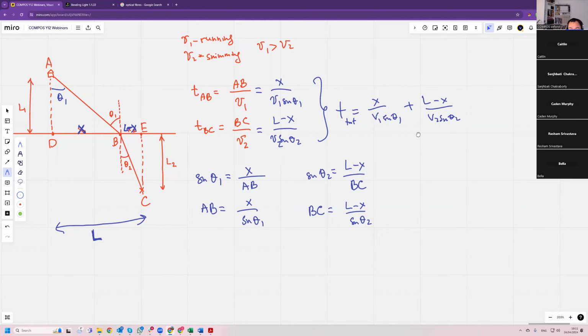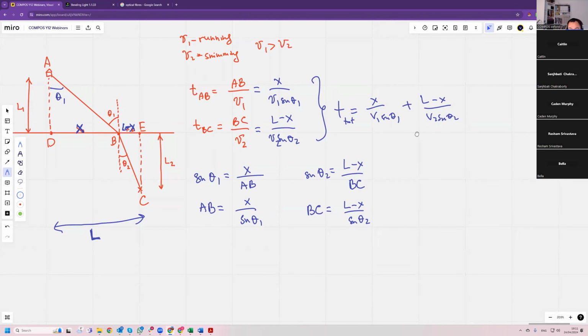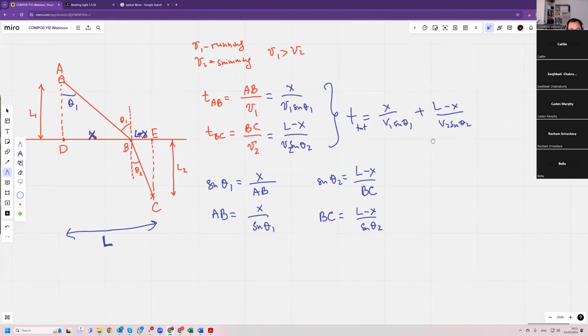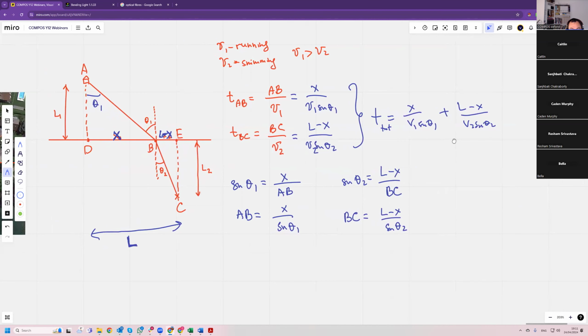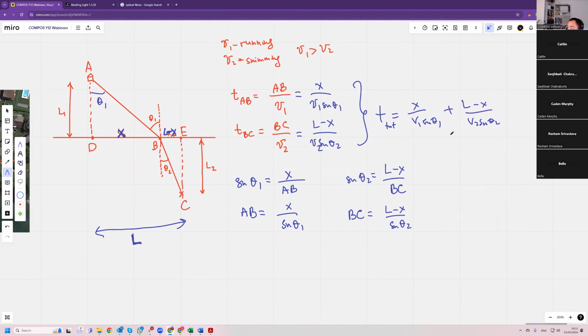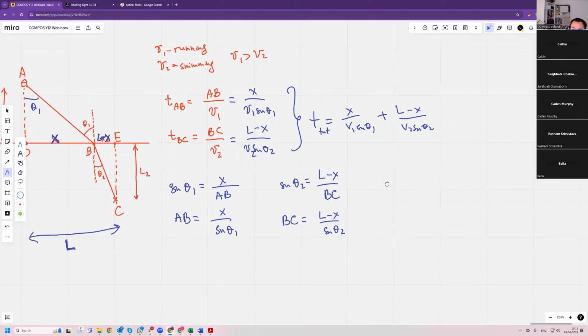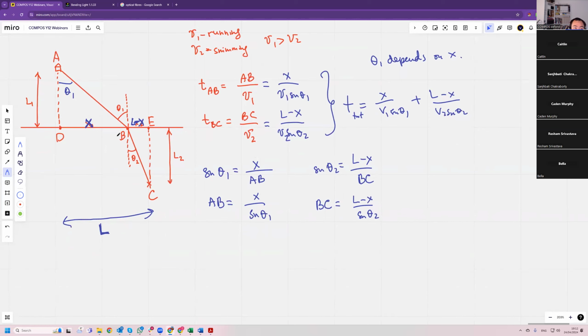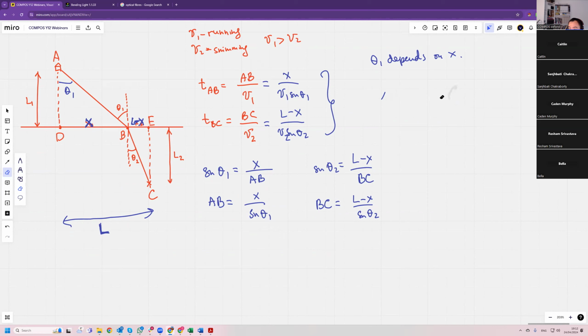Now sine theta 1 is X over AB, but AB is not fixed. The problem is, why I can't differentiate, because theta 1 depends on X. Theta 1 depends on X. That's why I can't do anything. All right, no, I have to revert to L1. Sorry, I was seeing that as a problem. It's not.